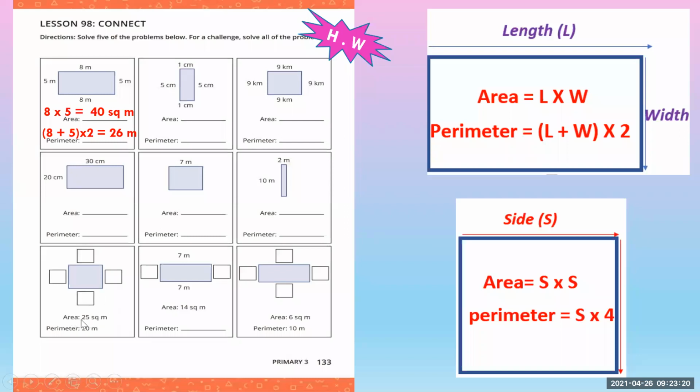Okay, here I have a square and I have area and perimeter. I know that the area of a square equals side times side, and perimeter equals side times 4. If I said side times 4 equals 20, I don't know this side. Side times 4 equals 20. So the side equals what? What times 4 will give me 20?